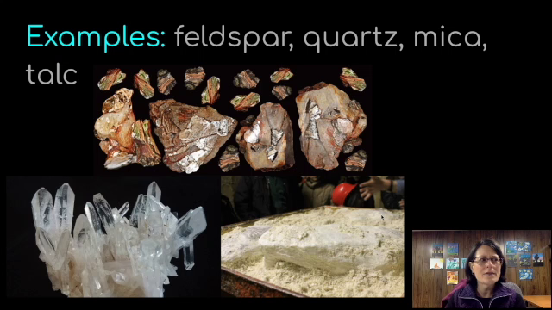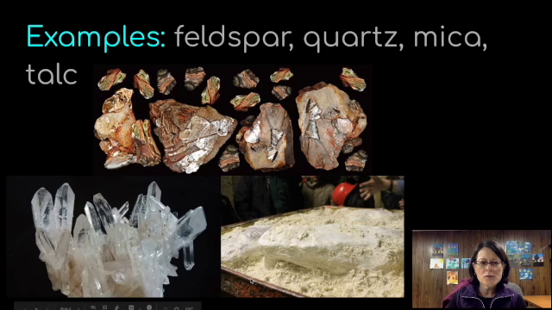Now, I could not find a picture of feldspar, but here at the top we have mica. It's a flaky kind of mineral that I'll show you in class. There's also quartz, which you're probably kind of familiar with, makes these really nice, pretty crystals. And then this is talc. It's very soft and you can see it looks almost kind of powdery in this picture. So those are some examples of some silicate minerals.